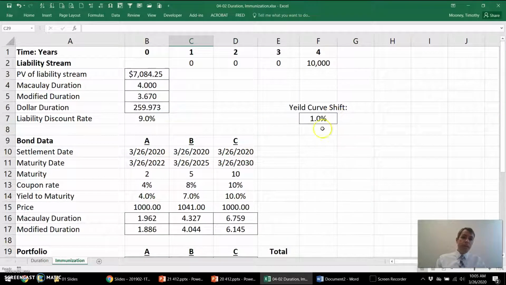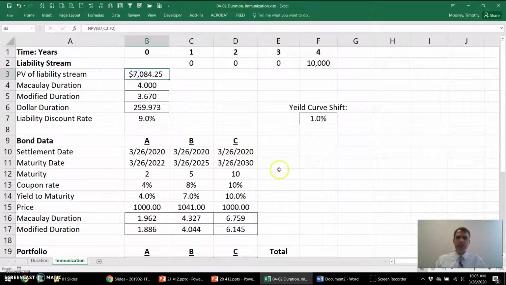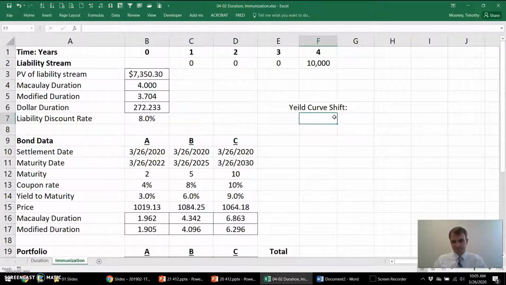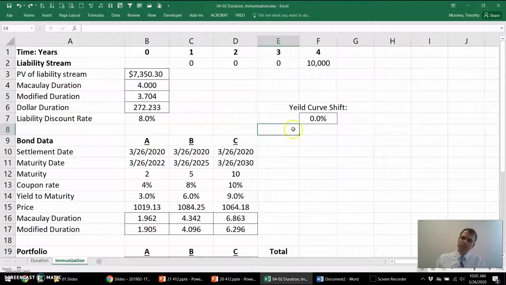So this is interest rate risk, so that now these assets are no longer sufficient to cover this liability stream. In order to manage this interest rate risk, we need to create a bond portfolio with the same modified duration as the liability stream, and also the same market value. So in the next video, we'll go over how to do that.